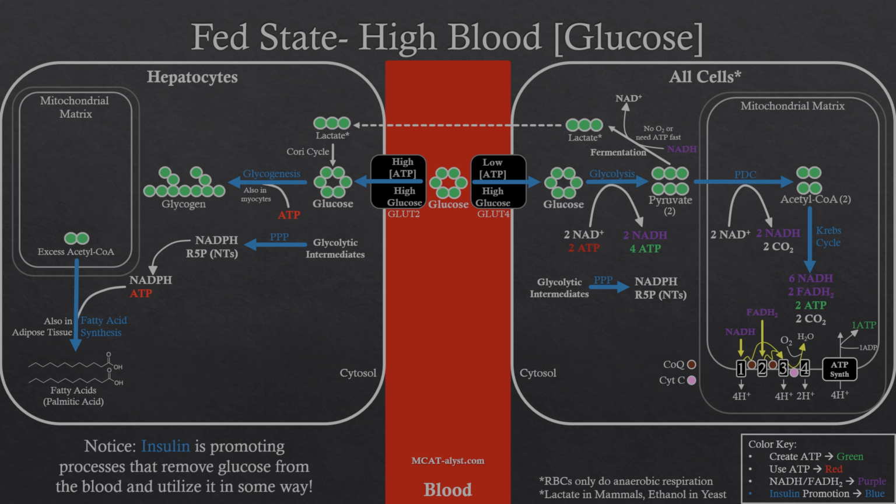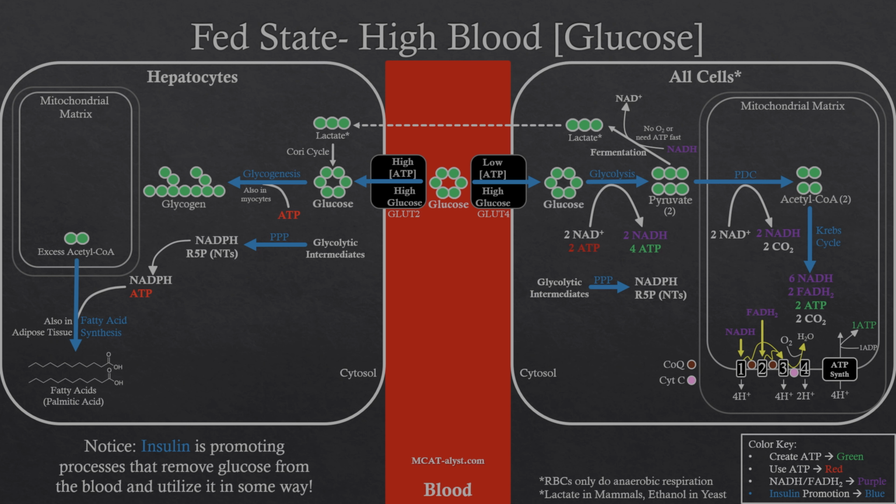So the big thing that I want to highlight on this slide is notice that insulin is promoting all of these processes that push us away from glucose. It pushes glucose out of the blood to be turned into something, whether it's ATP if we're going down aerobic respiration, or we're storing it as glycogen or storing acetyl-CoA as fatty acids. Insulin's job is to remove glucose from the blood so that it gets utilized in some way. Glucagon is pretty much going to be doing the exact opposite. It's going to be pushing glucose into the blood.